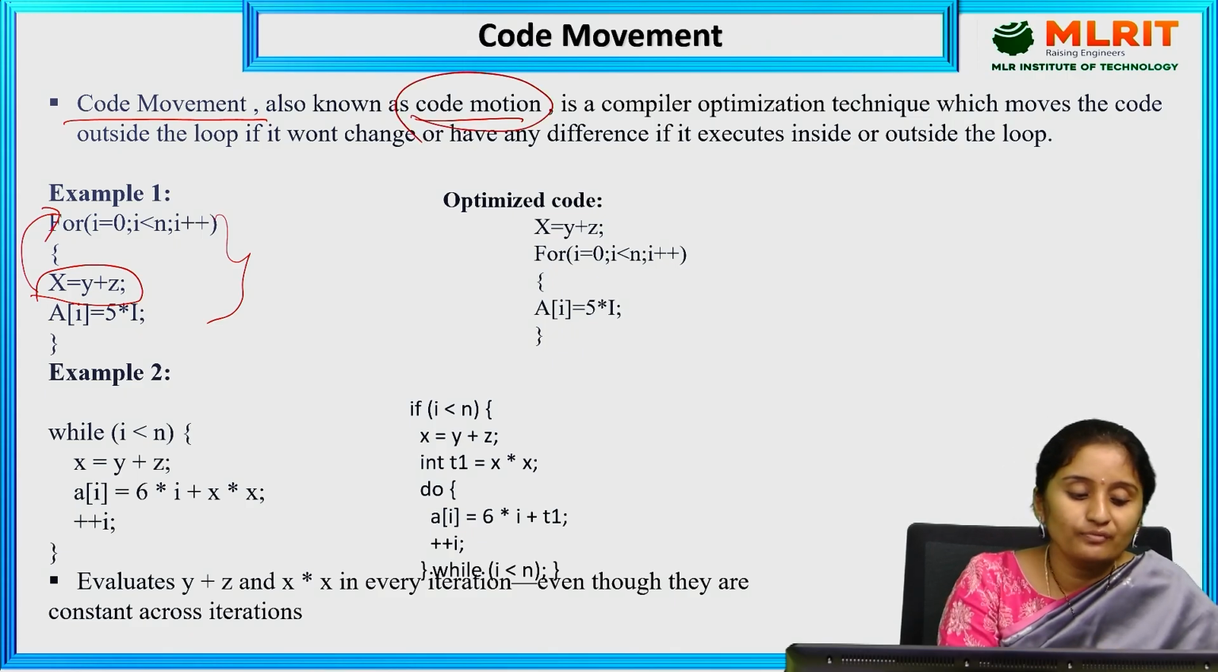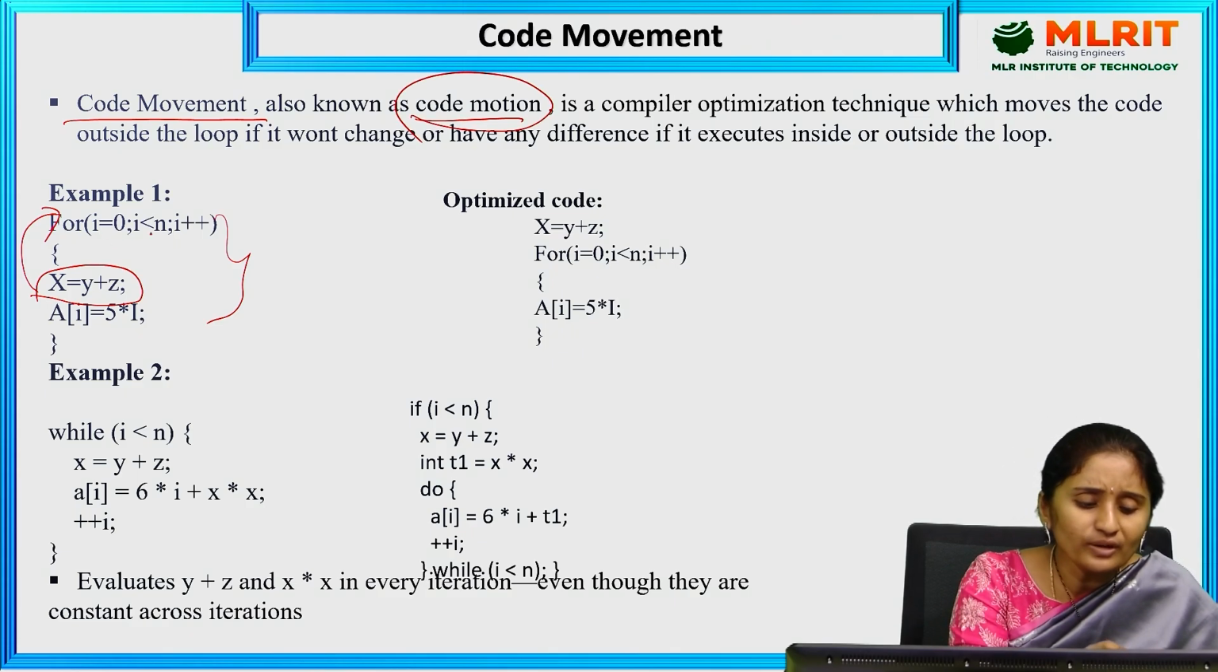Let us see a few examples. For I equal to 0, I less than n, I plus plus, x equal to y plus z, a of I equal to 5 into I.